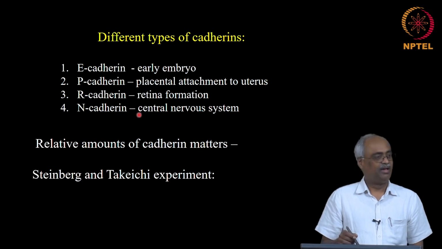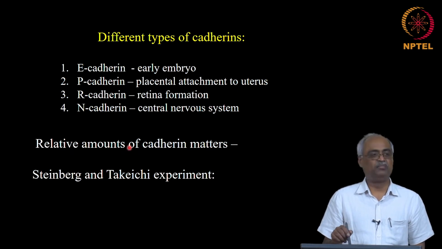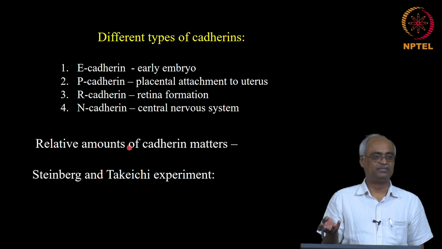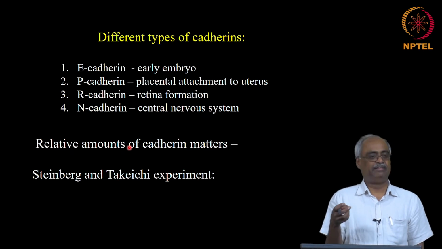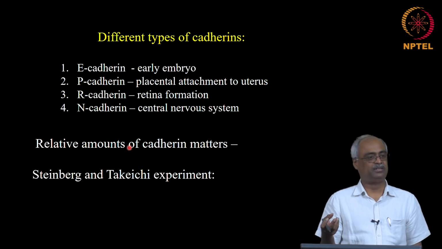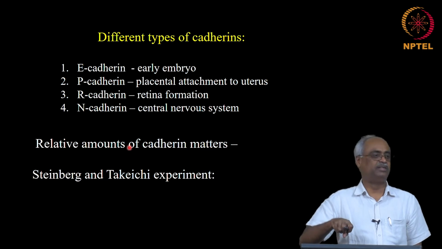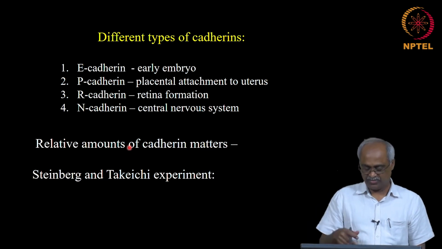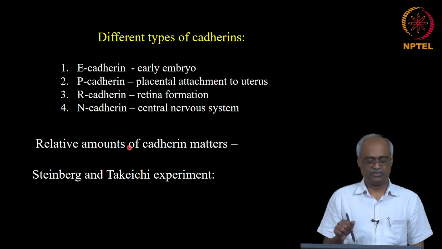And the relative amounts of cadherin matter. I will give the punchline right here. The different surface tensions are primarily based on the amount of cadherin on the cell membrane. More cadherin means higher surface tension, and therefore a more central location in the embryo. That is what we are going to see from the subsequent experiments here.